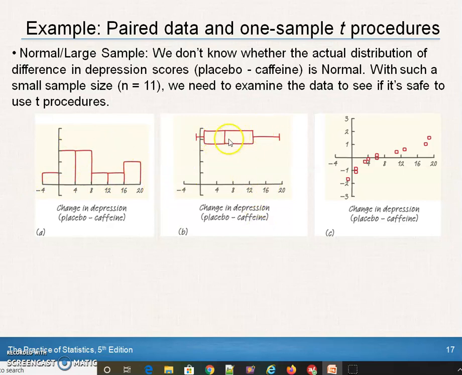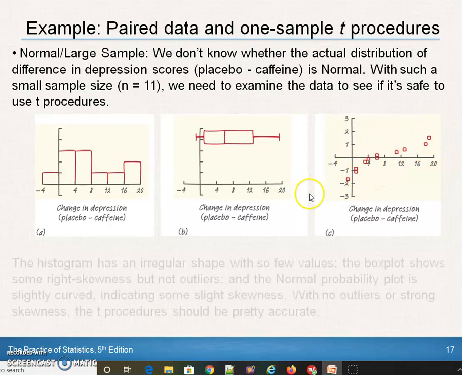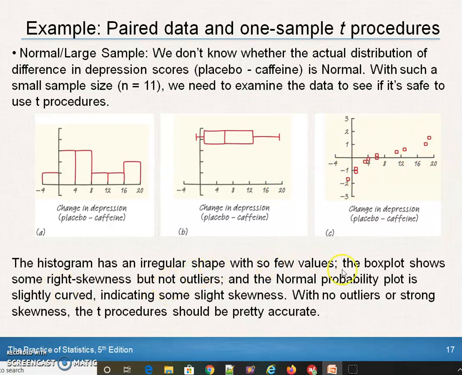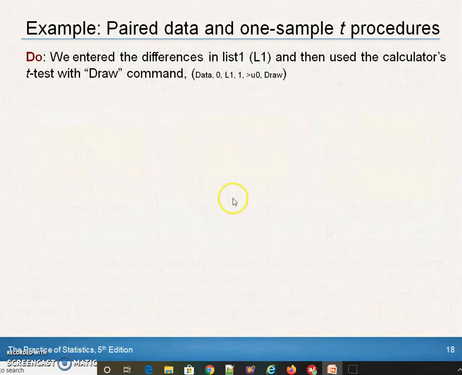This box and whisker, there is sort of the box with the line, the median right down the center. This whisker could be longer, or this could be moved to the right a little bit more, but no outliers. Not quite straight, but about half and half. So it's not horrible. Histogram is irregular, so few values. Box plot shows some right skewness, but no outliers. Normal probability plot, slightly curved, slight skewness. No outliers or strong skewness. T procedure should be okay.